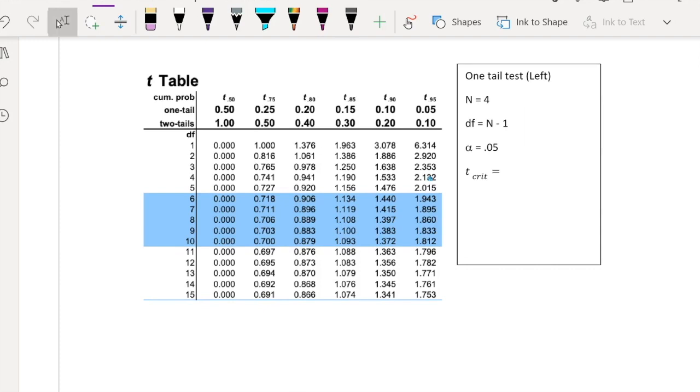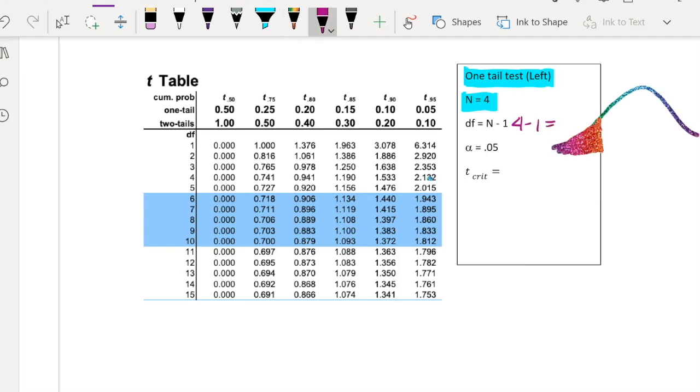Okay, so in this case I have a sample size of 4. I'm looking for a one-tailed test, but on the left. So I'm interested in this curve over here. I love this. I love how colorful it looks. Okay, my degrees of freedom are going to be 4 minus 1, 3.